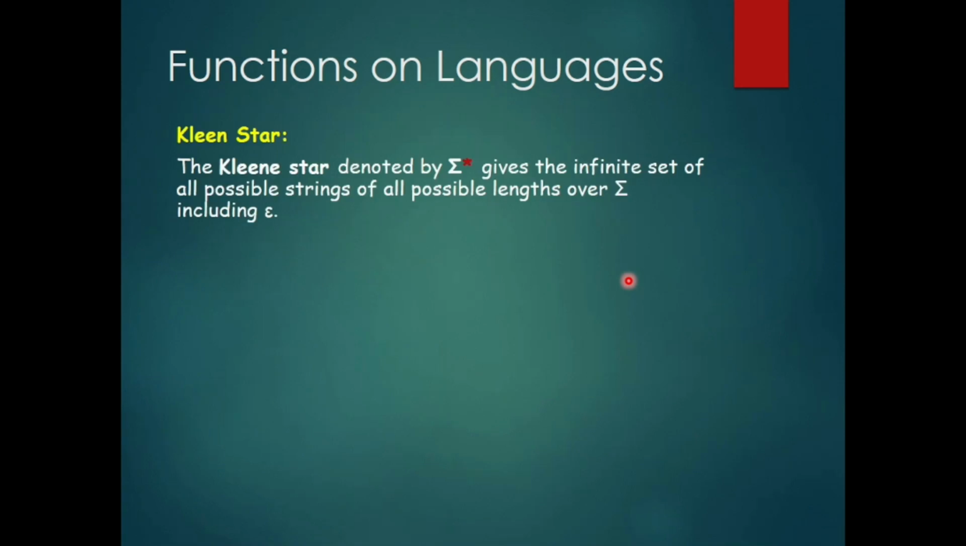Kleene star. Okay, this was already mentioned, but I will repeat it once again. The Kleene star is denoted by the special symbol star, affixed to sigma. So this gives an infinite set of all possible strings of all possible lengths over sigma, including epsilon. Any possible combination of the symbols of the alphabet set defined over sigma can be written by using star, including no combination, so including epsilon. So epsilon gives zero combination of A and B.